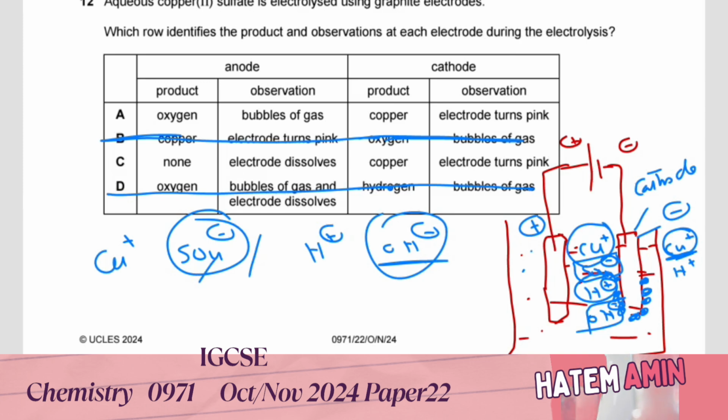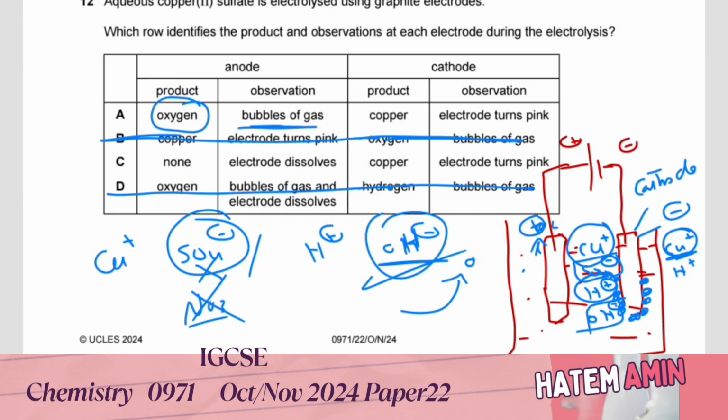As we know, sulfate and nitrate are not able to discharge at all. So if you see sulfate and nitrate in your question, you choose the second one without thinking. Why? Sulfate and nitrate are not able to get discharged at all. The discharging of the OH group will produce oxygen gas as bubbles. So the correct answer here at the anode, we must find oxygen as product and bubbles of gas, but not the C. So the correct answer here is A. The correct answer is A.